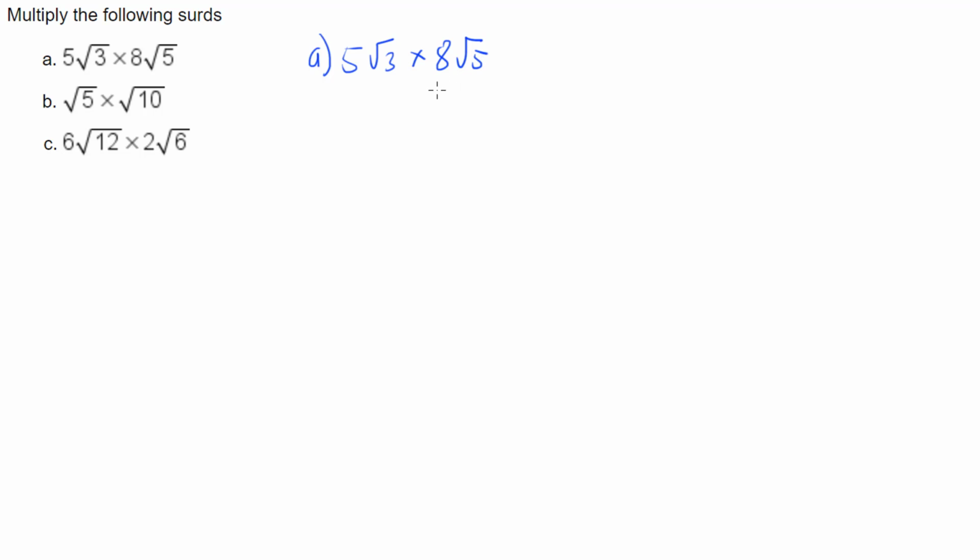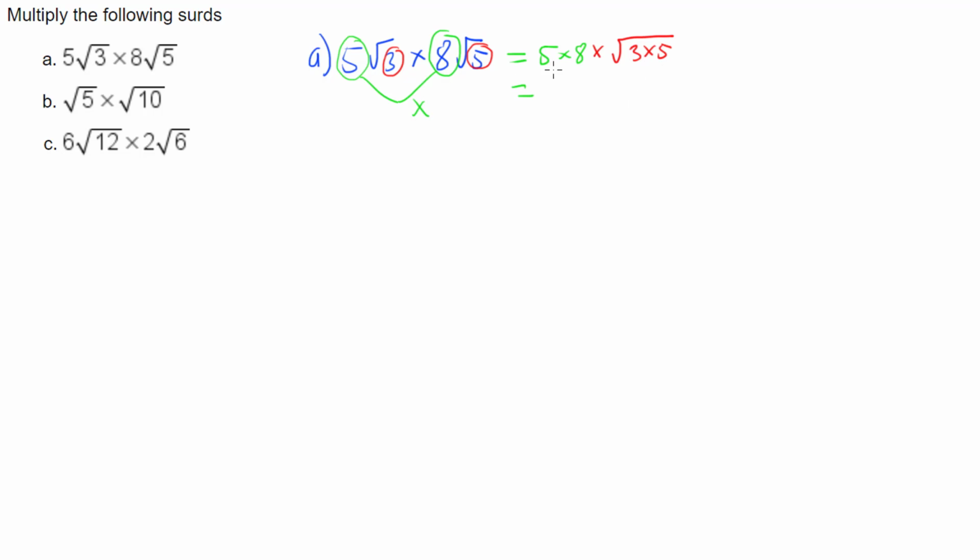So when I'm doing these, I want to look at the coefficients for the surds, so in this case the 5 and the 8, and I want to multiply those together. So they're going to be times together. So I'm going to have 5 times 8, and then I'm going to multiply the two surds together. And when we multiply surds together, we multiply the numbers underneath the surds, because we can join them together because we have an index law which says we can. So we can make this the square root of 3 times 5.